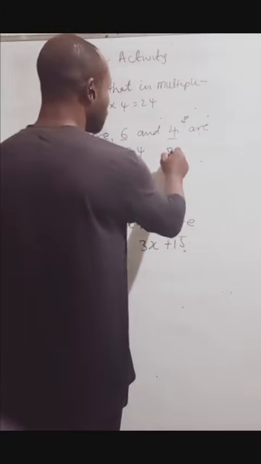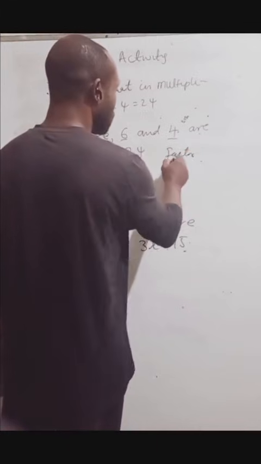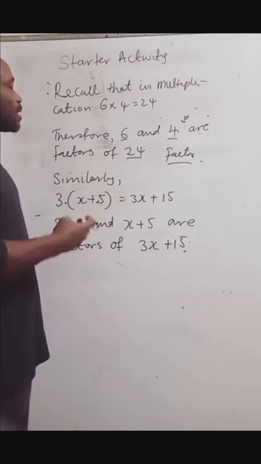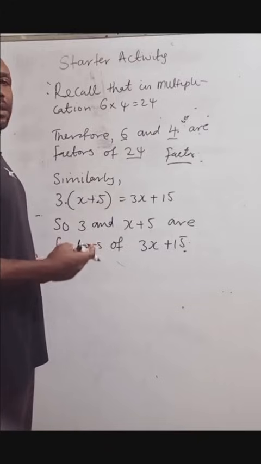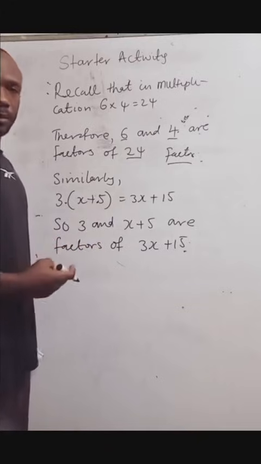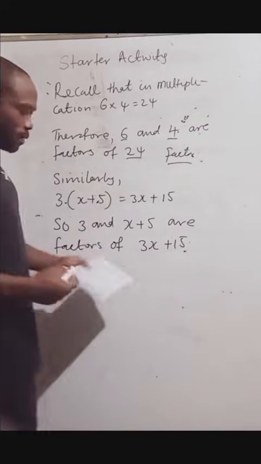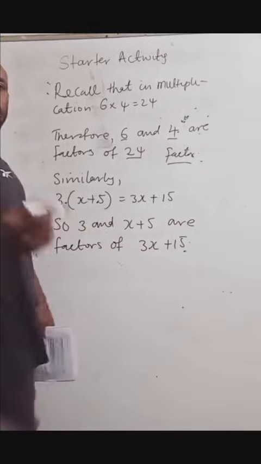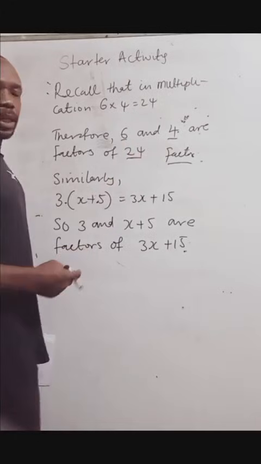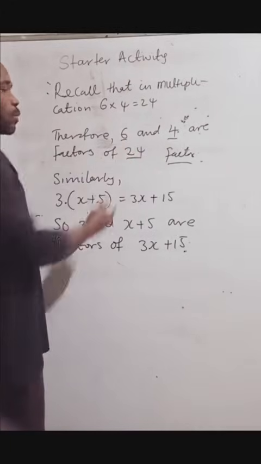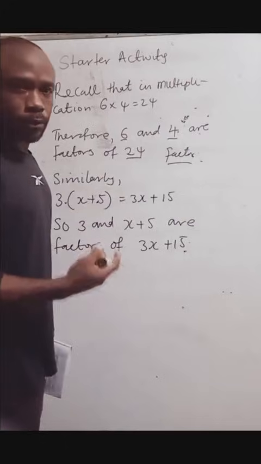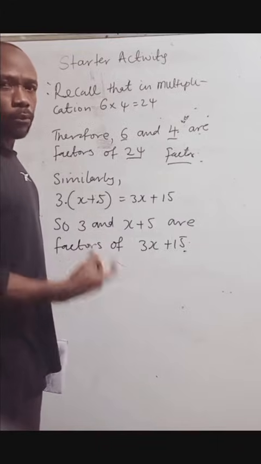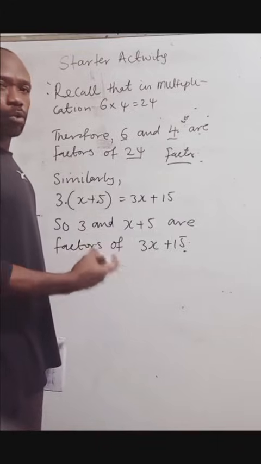So what is a factor? In mathematics, a factor of a number is a number that can divide that particular number without remainder. In this instance, the factors 6 and 4 are numbers that can divide 24 without remainder. Because 6 can divide 24 without remainder, 6 is a factor of 24. Because 4 can divide 24 without remainder, 4 is also a factor of 24.